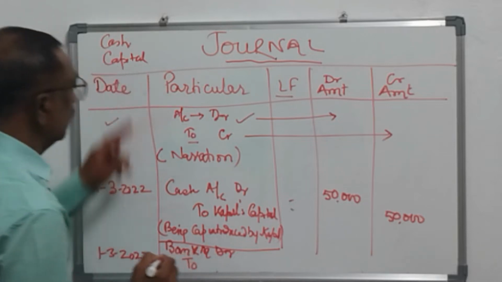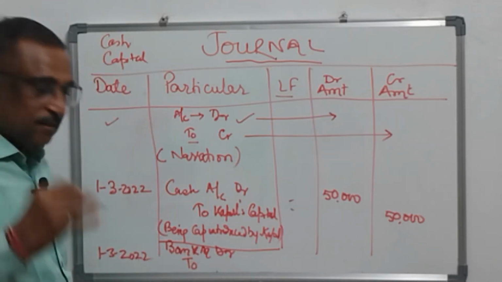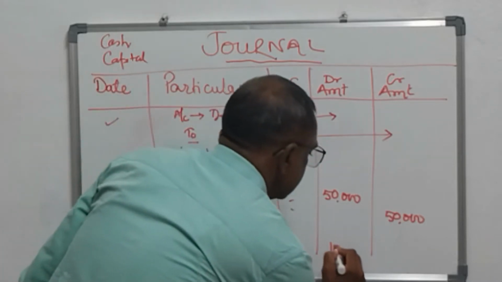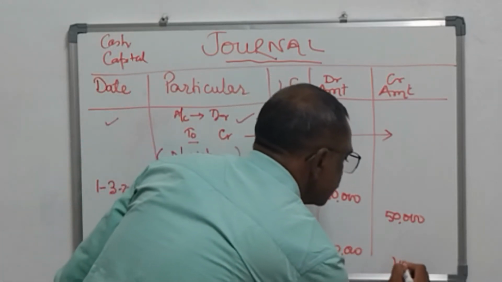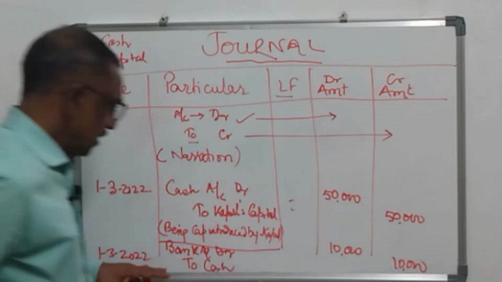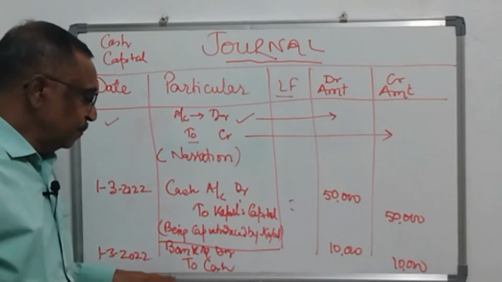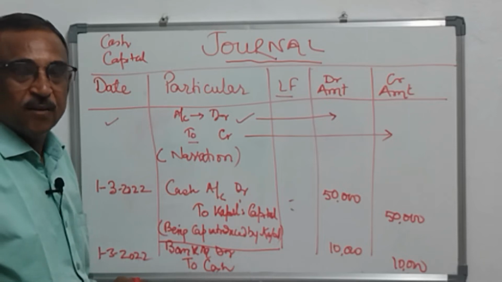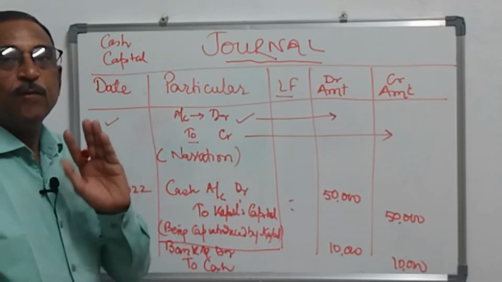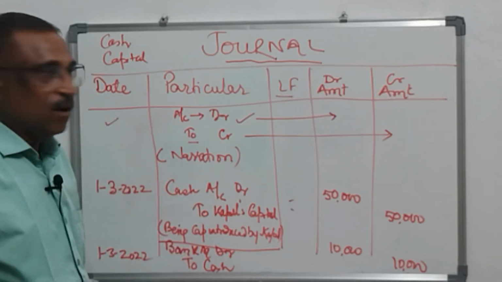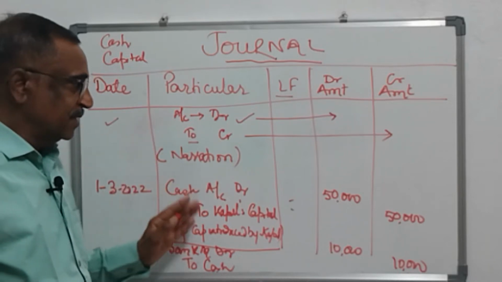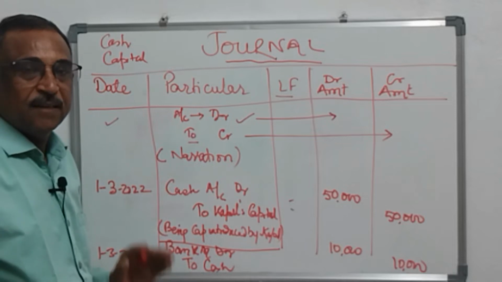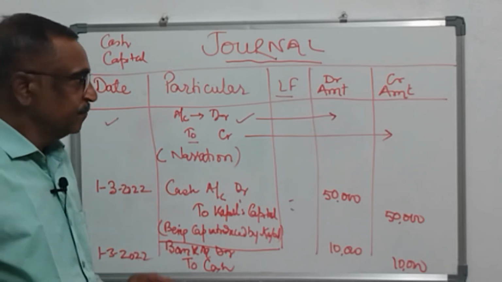To what goes out? Cash is going out. 10,000. Now here we will write the narration: being account opened with cash 10,000. Okay. This is how we have to proceed. Now I shall be taking up more examples, more transactions so that you can understand in a better way. Clear?